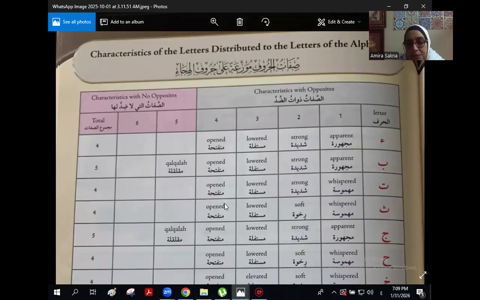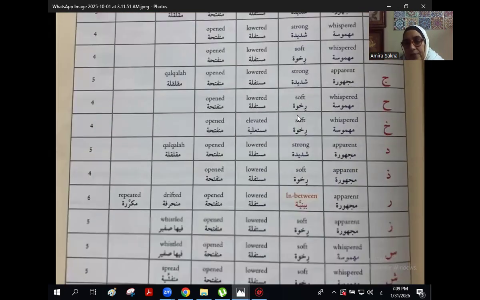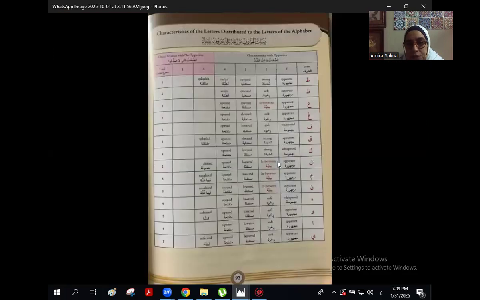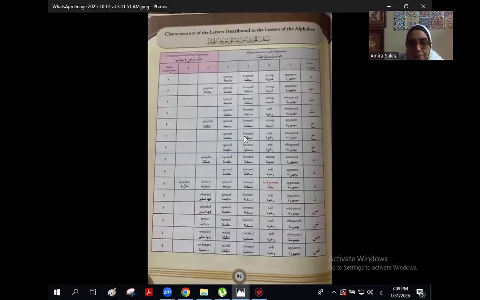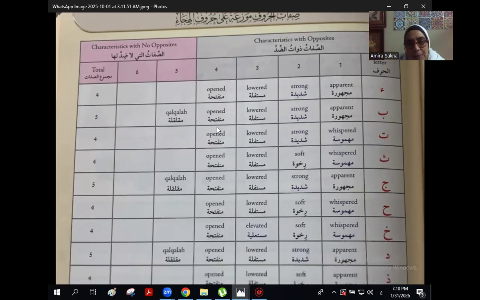They are pages that explain all the Arabic letters and all the characteristics they have. This part is the characteristics with opposites, and the pink part is the characteristics with no opposites. They are all the Arabic letters, this page and this page. I'm going to photocopy them and I will send them in WhatsApp and in Telegram. I hope it will not be a problem because Dr. Ayman Swaid didn't permit to photocopy the book, but only 2 pages. It's okay because it will help you. I think, inshallah, we are not committing any sin.